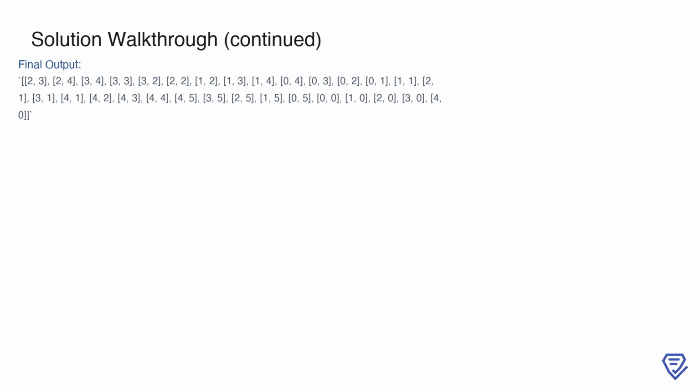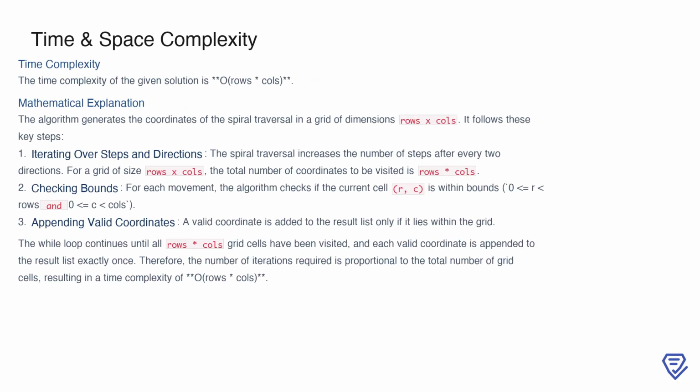This demonstrates how the algorithm systematically covers all positions in a grid of any size, expanding outward in a spiral pattern and adapting to the grid's boundaries as needed. The time complexity of this solution is O(rows * cols). To understand why, let's break it down.